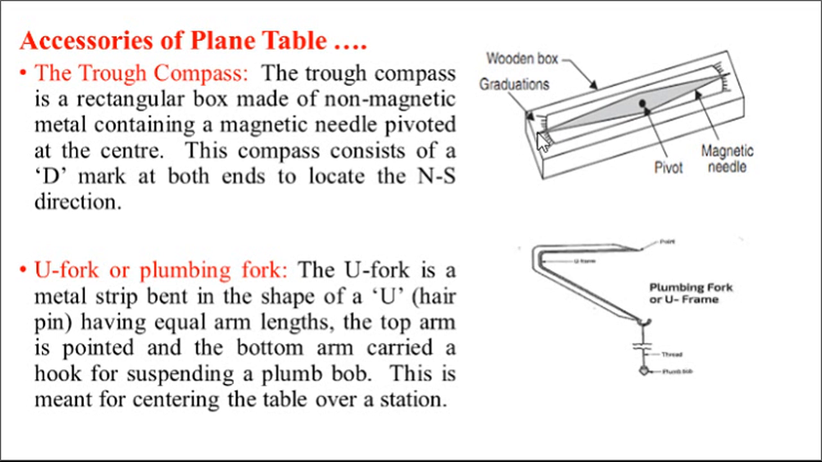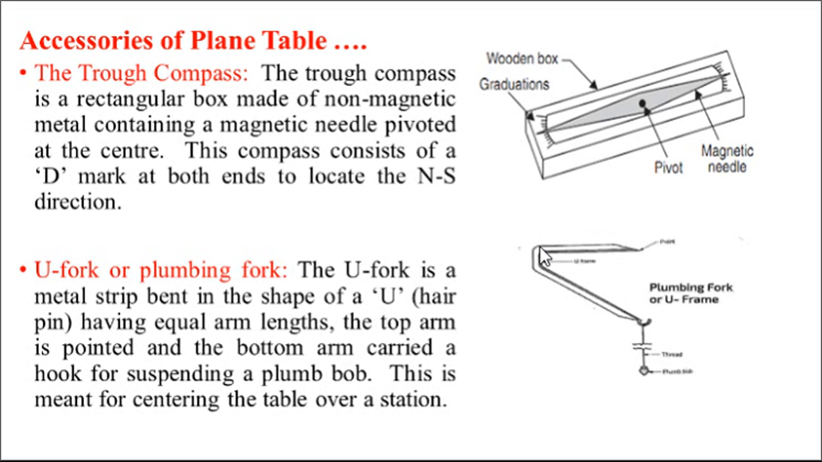So here there may be north, here there may be south, and when this needle is exactly point towards the north and south, means the trough compass is properly magnetized or ready for marking the north direction on the drawing sheet. Then next is plumbing fork, or it is also called as a U fork.